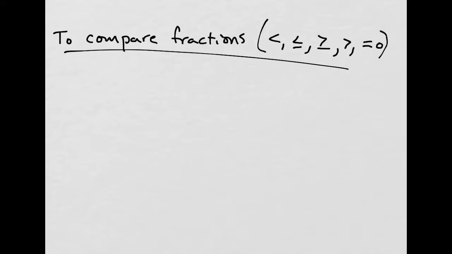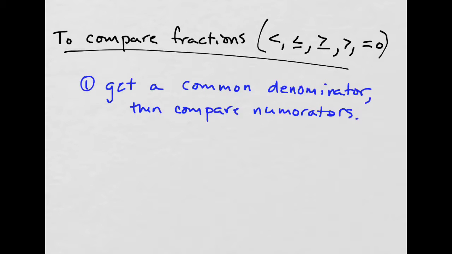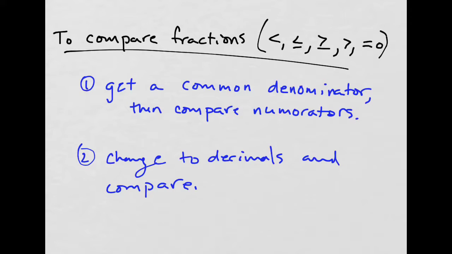So we're going to continue talking about fractions, and if you want to compare fractions, there's two ways that you can do it fairly simply. The first way is, if you're comfortable with fractions, you can use a common denominator. So you can get a common denominator, then compare the numerators, and comparing means like which one's bigger, which one's smaller, if they're equal, or something like that. Or you could also just turn them into decimals and compare the decimals. Those are the two ways to compare fractions.